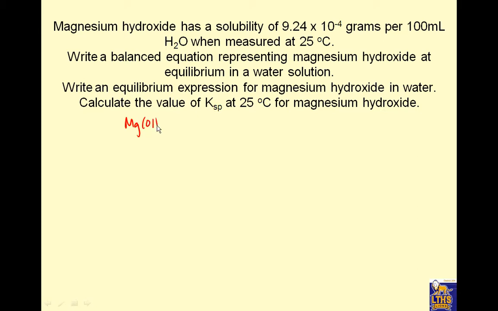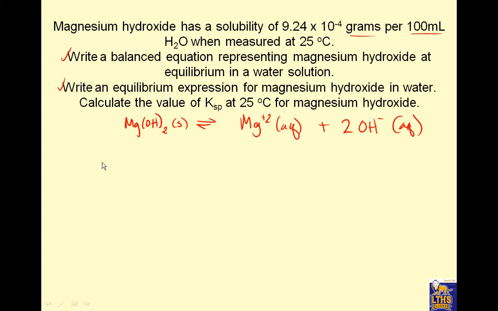So let's start by writing this out. It has a solubility, so it tells us solubility in grams per milliliter. And then we need to write a balanced equation representing the magnesium hydroxide equilibrium. So magnesium is a +2 charge. How do I know? Periodic table. 2 hydroxide ions. How do I know? Hydroxide's a -1, and there's 2 of them in there. Okay, so we did that.